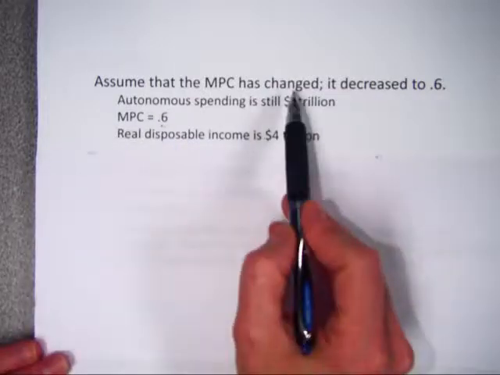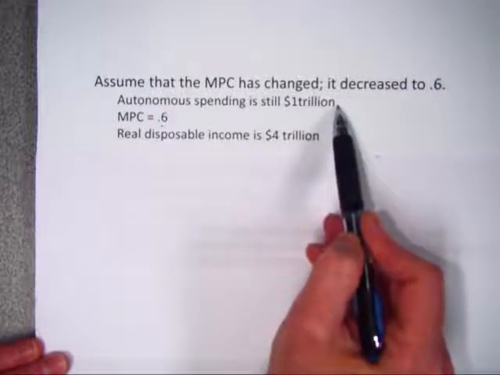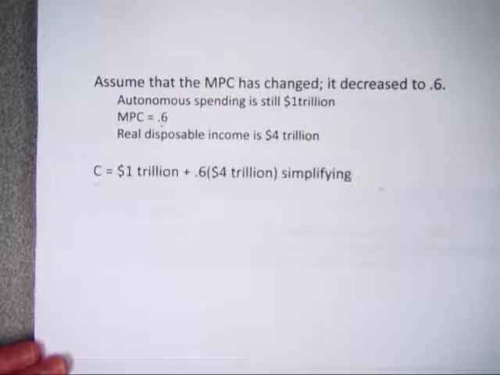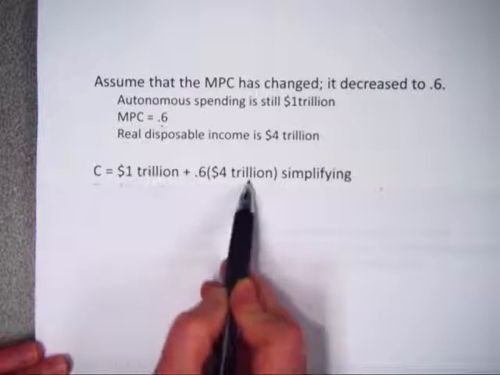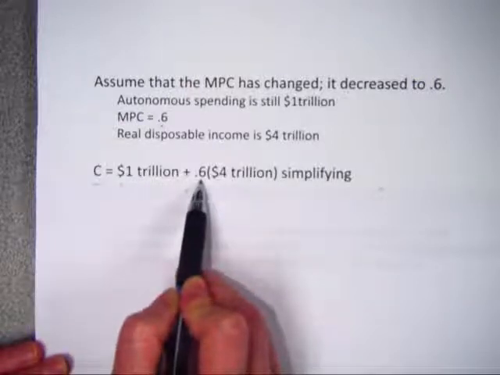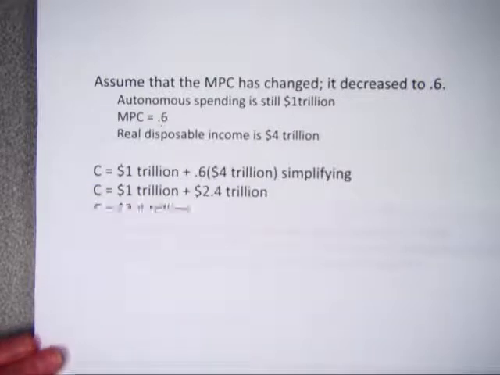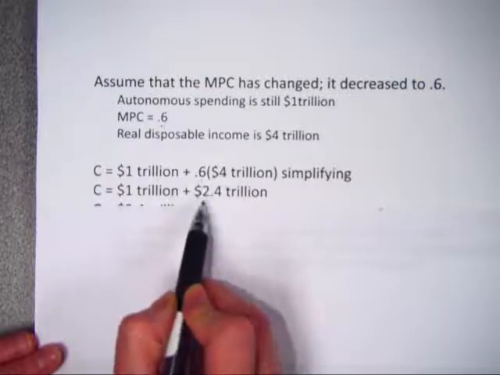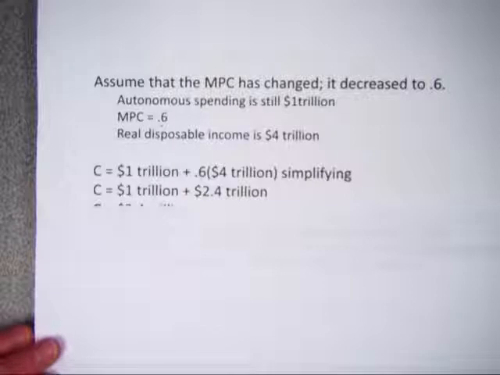So again, the MPC has changed. It's now 0.6. Autonomous spending has stayed the same. That's $1 trillion. MPC of 0.6. Real disposable income has stayed the same at $4 trillion. Our equation now looks like this. Again, C equals A plus B times YD. Remember, B is our MPC. So $1 trillion plus 0.6 times 4 trillion leaves us with, we always have to do the multiplication first, right? 0.6 times 4 trillion gives us 2.4 trillion. We add that to the $1 trillion of autonomous spending, and we get a consumption of 3.4 trillion.